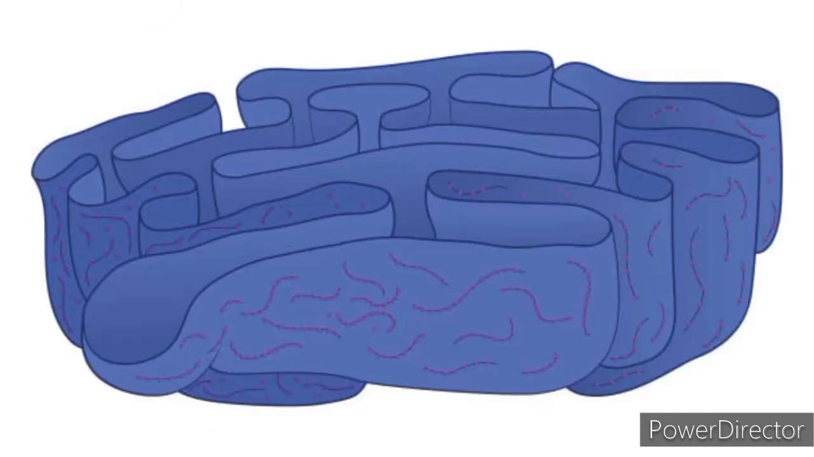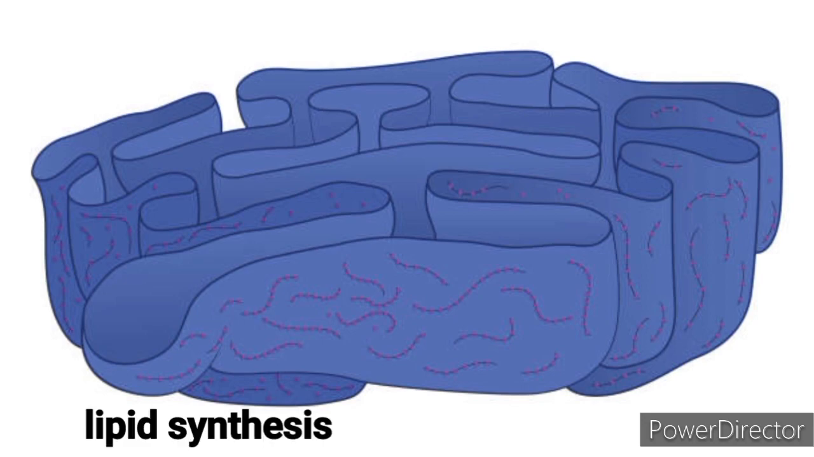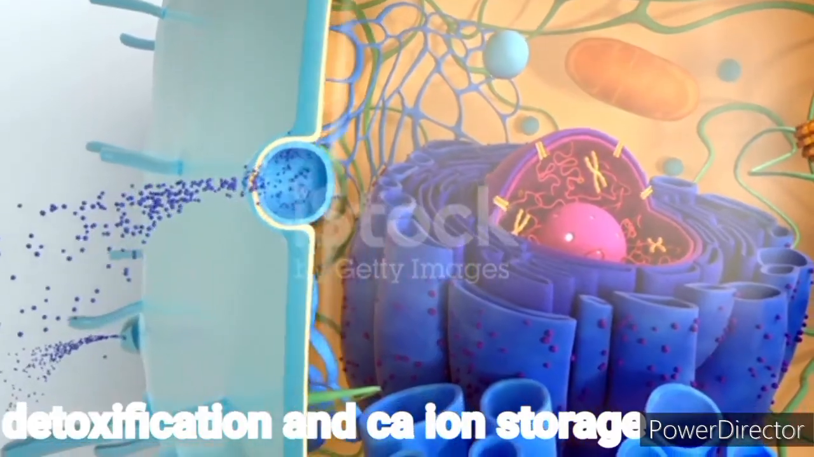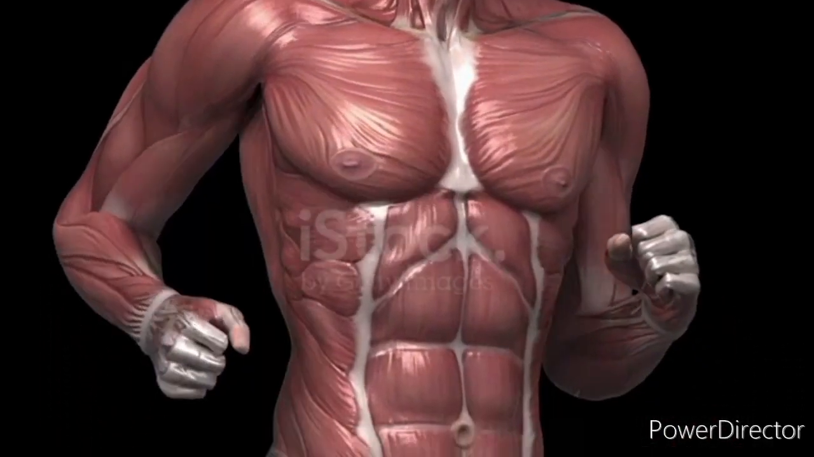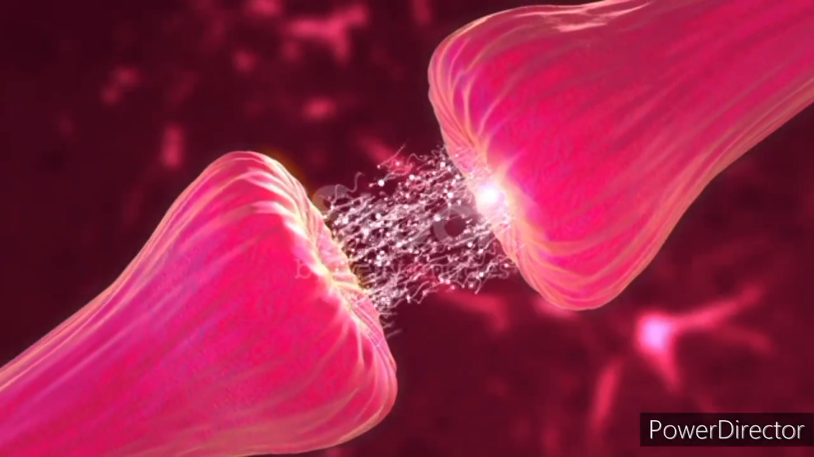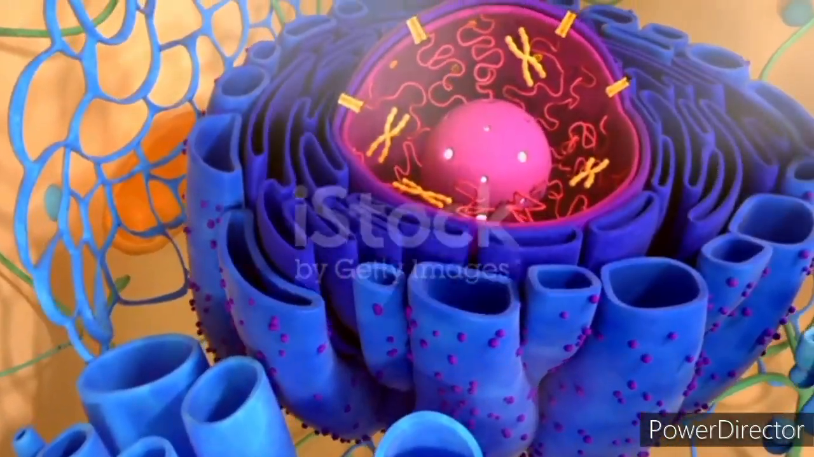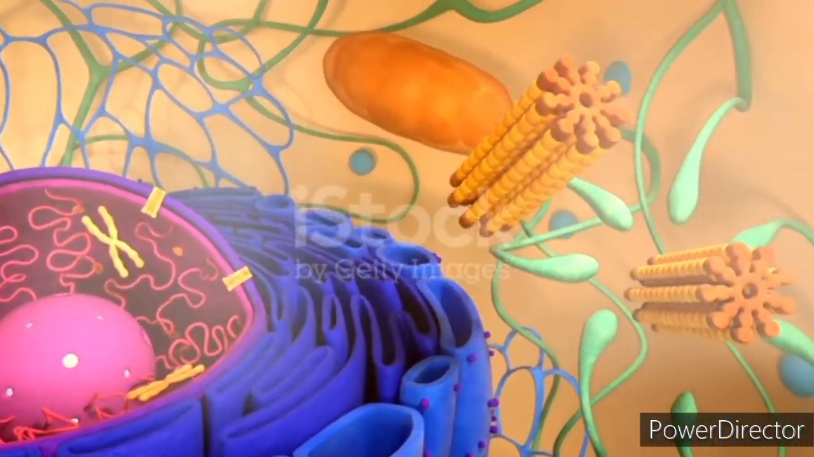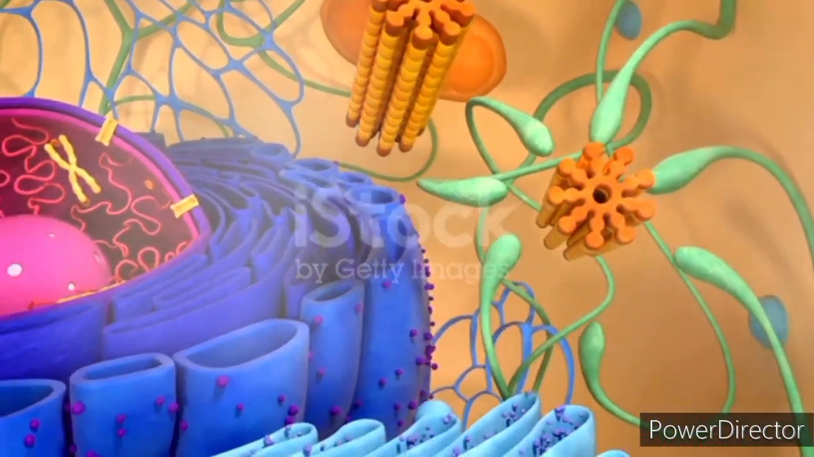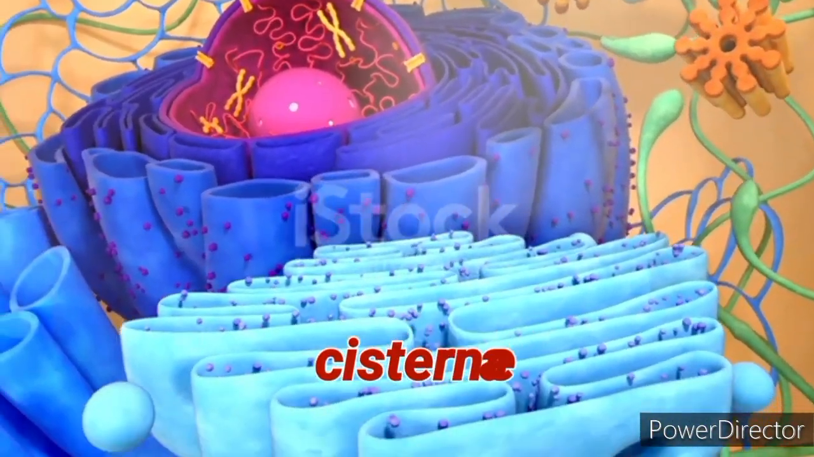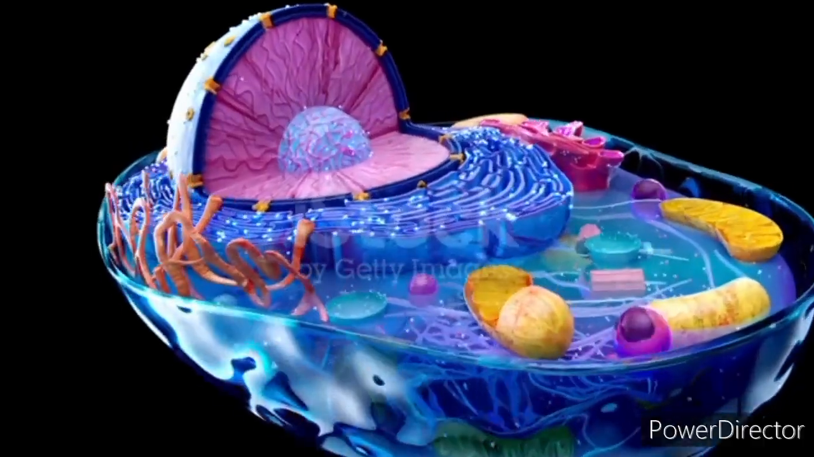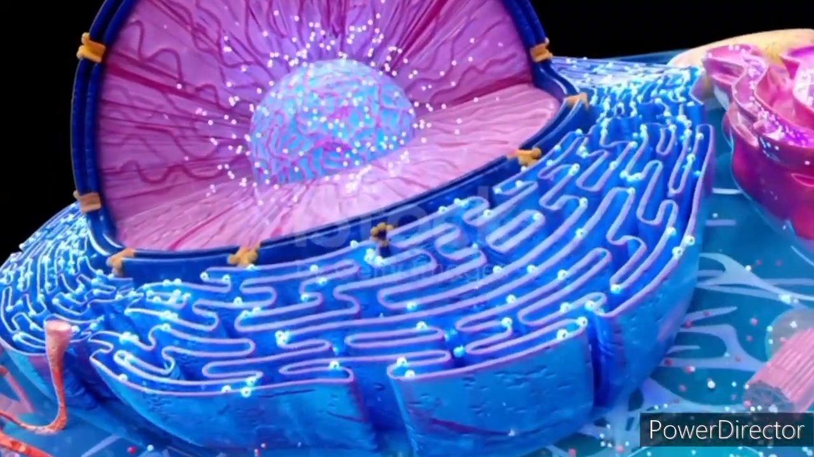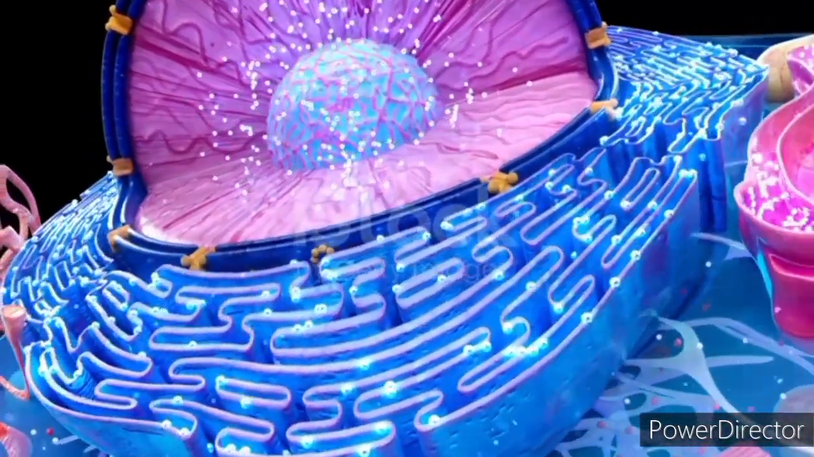Function. Function includes lipid synthesis, metabolism of carbohydrates, detoxification of drugs and toxins, and storage of calcium ions crucial for various cellular processes. Structure and interconnectedness. The endoplasmic reticulum is an extensive membrane system, forming a network of tubules and flattened sacs called cisternae that extend throughout the cell. It is connected to the nuclear envelope and plays a role in the synthesis and transport of lipids and proteins.